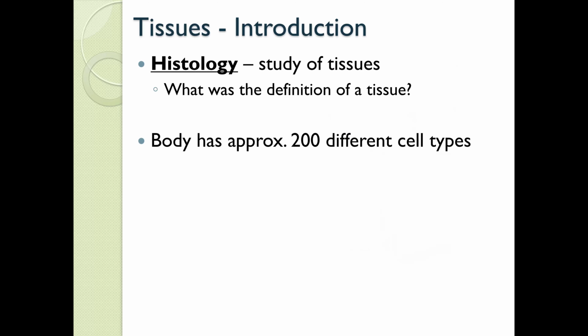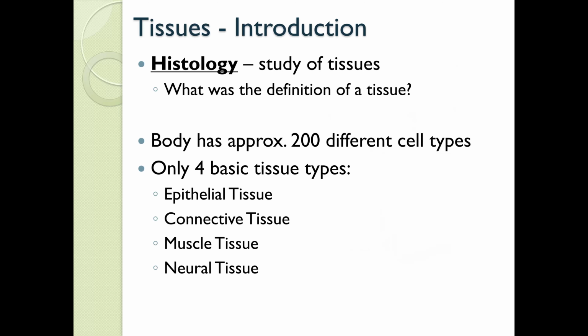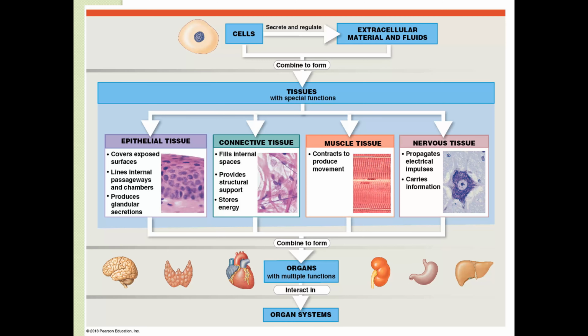We've already looked at cells in Chapter 3, and the body has approximately 200 different types of cells, and so when multiple cell types are working together to perform different functions, that is what we call a tissue. There are only 4 basic tissue types that those 200 cells make up: epithelial tissue, connective tissue, muscle tissue, and neural tissue. So this is a brief overview.